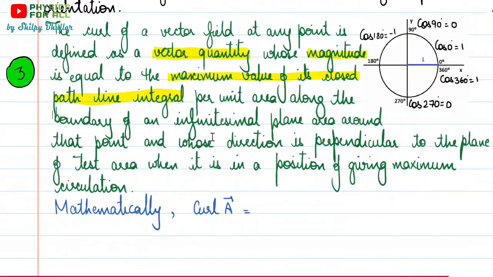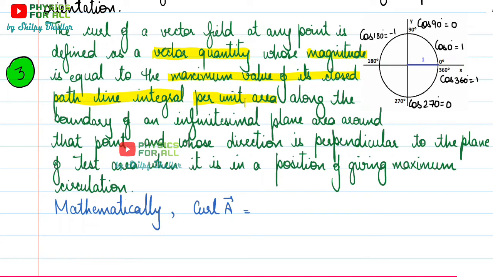So thus the curl is a vector quantity, and of course if it's a vector quantity, both magnitude and direction are of importance. The magnitude is equal to the maximum value of its closed path line integral per unit area, because the area really matters, whether it is a rectangle or a square or a triangle or any irregular polygon. So that really matters.